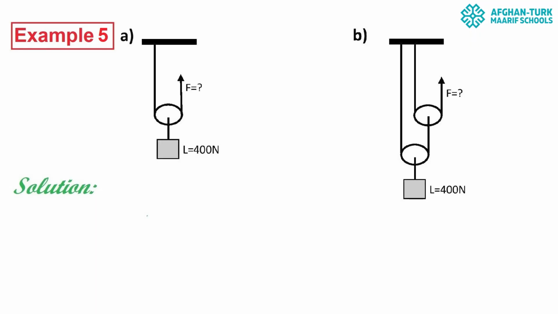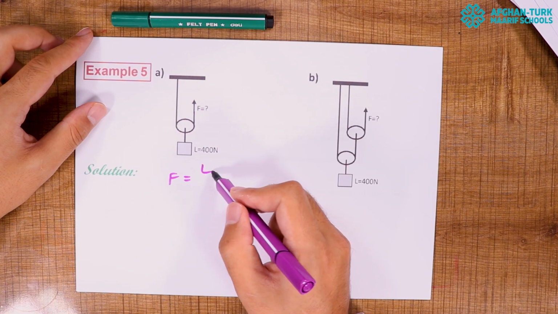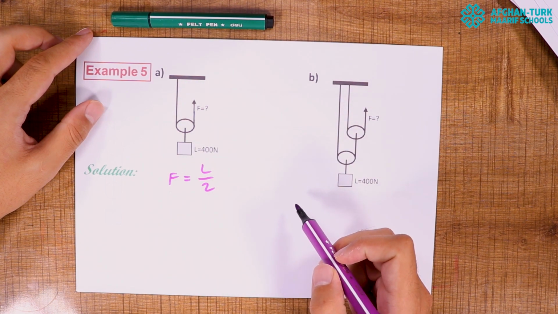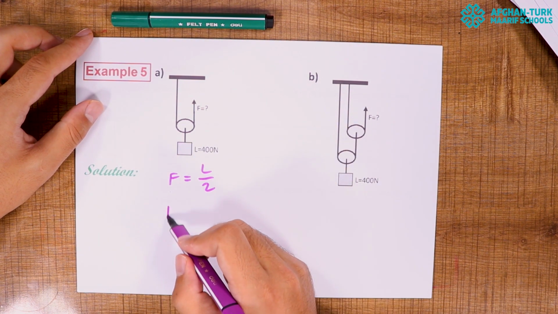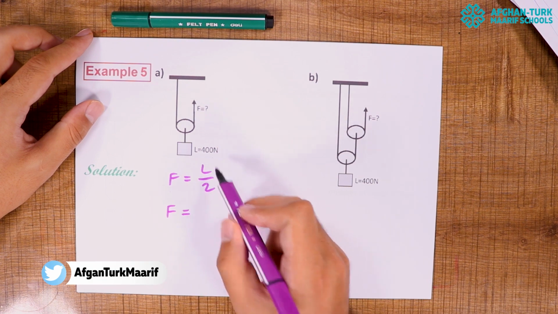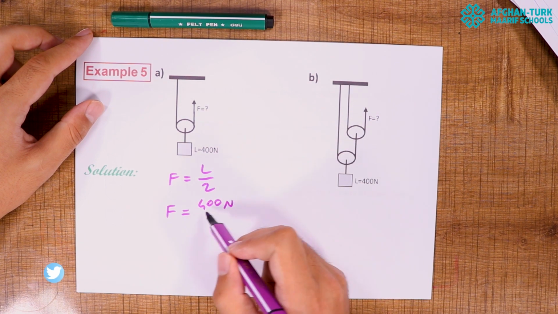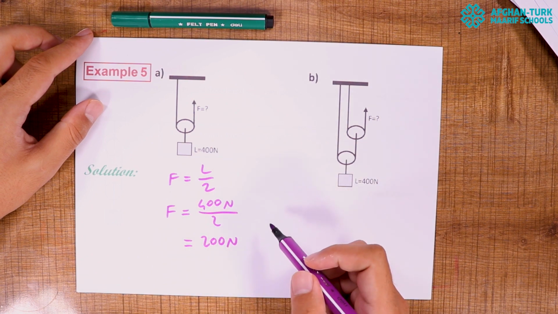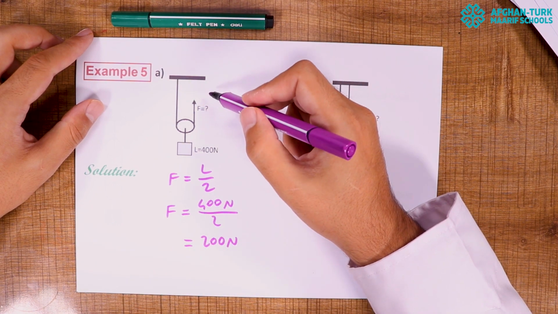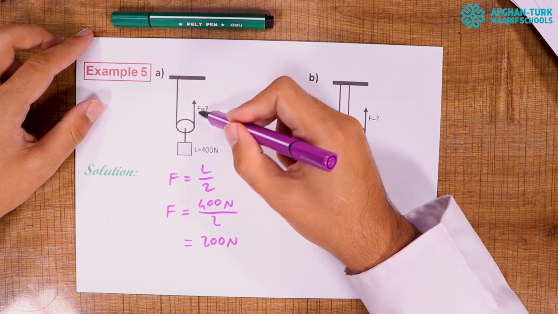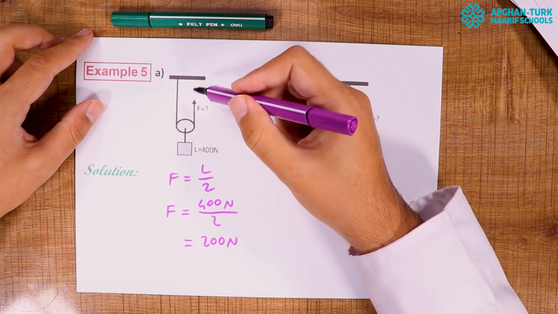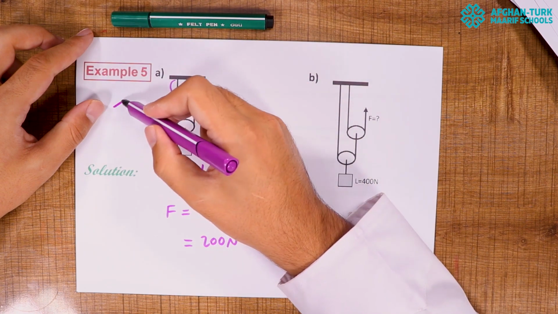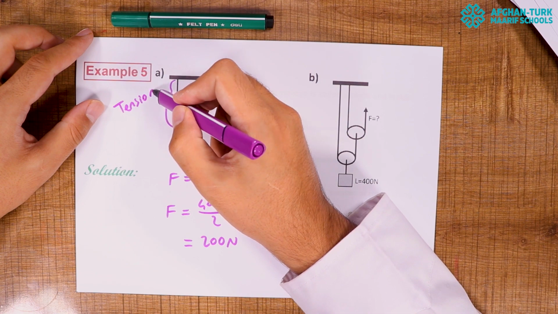The formula was F is equal to load divided by 2. So I'm looking for the force in section A. So force is equal to, what is load here? 400 Newton divided by 2, and that's equal to 200 Newton. So that means I need 200 Newton to lift this load. And the other half of 200 Newton is here as a tension on the rope.